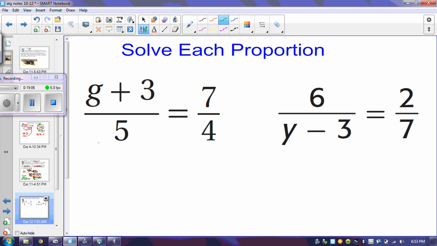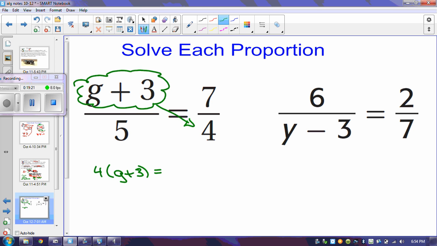So even in these scenarios where you don't have context around it, the idea remains the same. This numerator as a whole is going to be multiplied by 4. So I need to make sure that I put parentheses around the g plus 3 to ensure that it gets distributed. The other way, I just have 5 times 7. So 4g plus 12 equals 35.